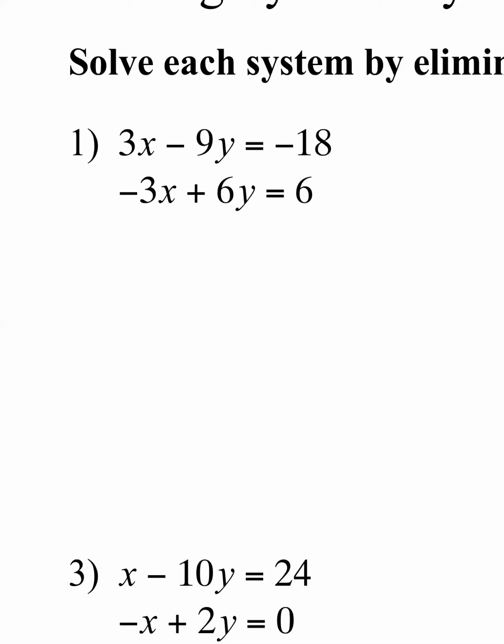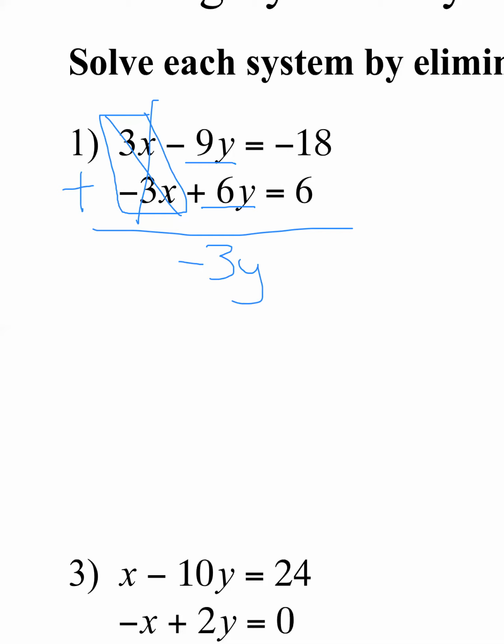Once you realize that you have a pair of opposites, this is literally all you're going to do. You're going to add the two equations together. So I'm going to add 3x plus negative 3x. Isn't that just 0? They just cancel each other out. And when it's 0, I don't even need to write it down below. You can, but I wouldn't even bother. So now let's add the y's. I have a negative 9y and a positive 6y. If I add those together, negative 9 plus 6 leaves me with a negative 3y. You're just going to bring down the equal sign, and now I'm going to add the right-hand side. Negative 18 plus 6 gets me a negative 12.